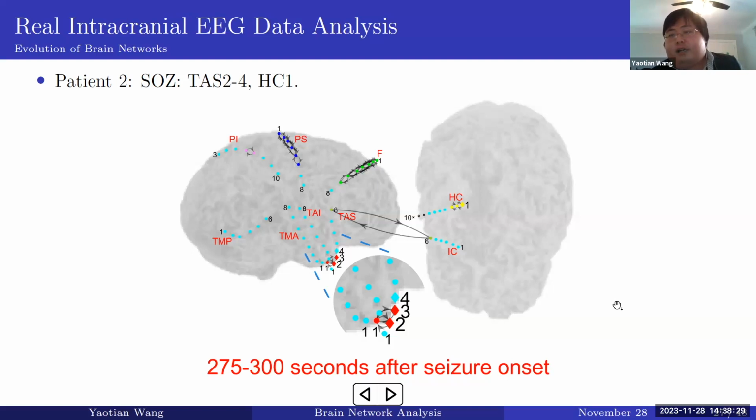However, unlike the previous patient, we do not observe all brain regions fall into the seizure onset module. This is because these two patients have different epilepsy types, and our method can successfully reveal the evolution of brain networks for different epilepsy types.